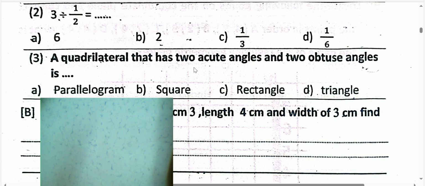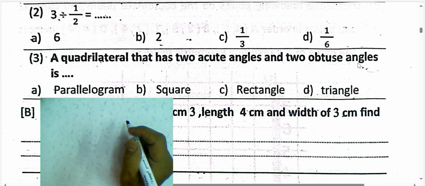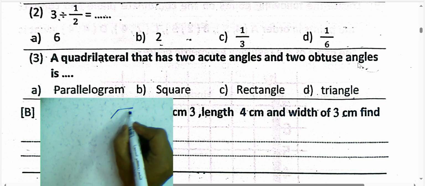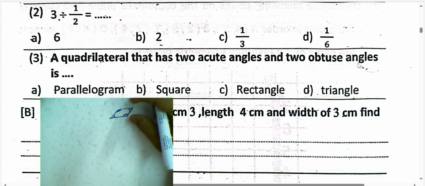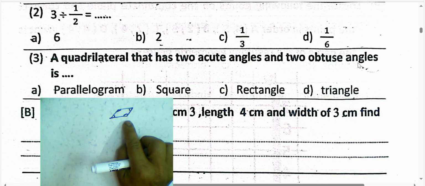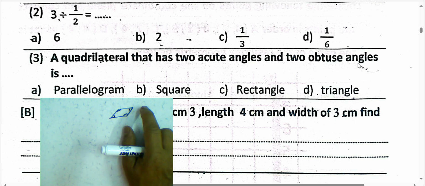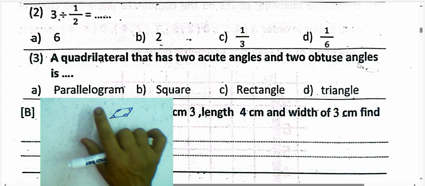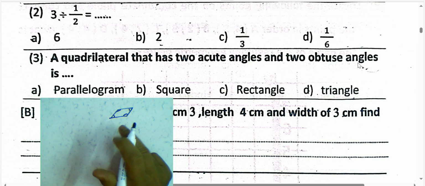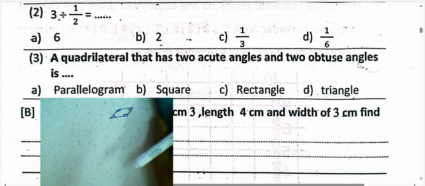Number 3. A quadrilateral that has two acute angles and two obtuse angles is, we call it, rhombus or parallelogram. Choose parallelogram. Parallelogram has two acute angles and two obtuse angles. This angle we call obtuse because its measure is greater than 90 degrees and less than 180. And this angle we call acute. The measure of an acute angle is less than 90 degrees and greater than 0. Then we have parallelogram. Choose letter A. Parallelogram is a quadrilateral that has two acute angles and two obtuse angles.